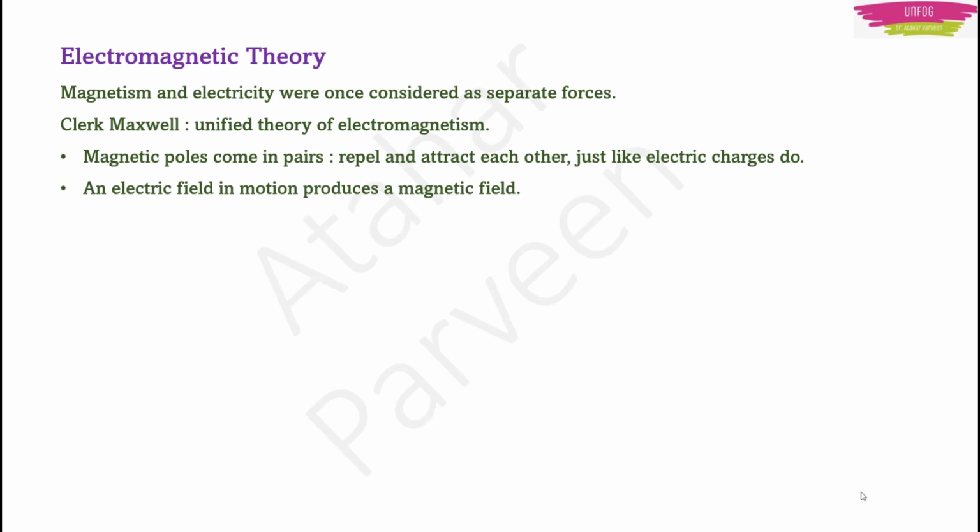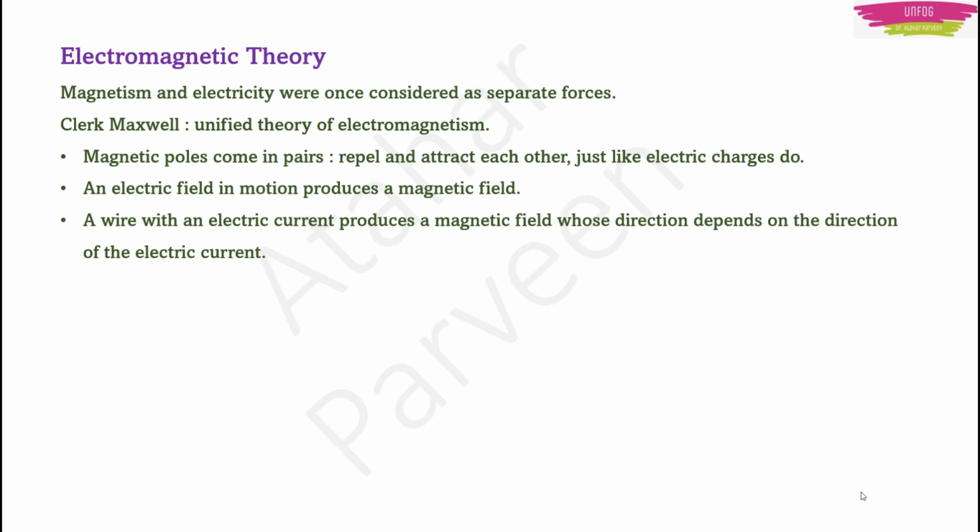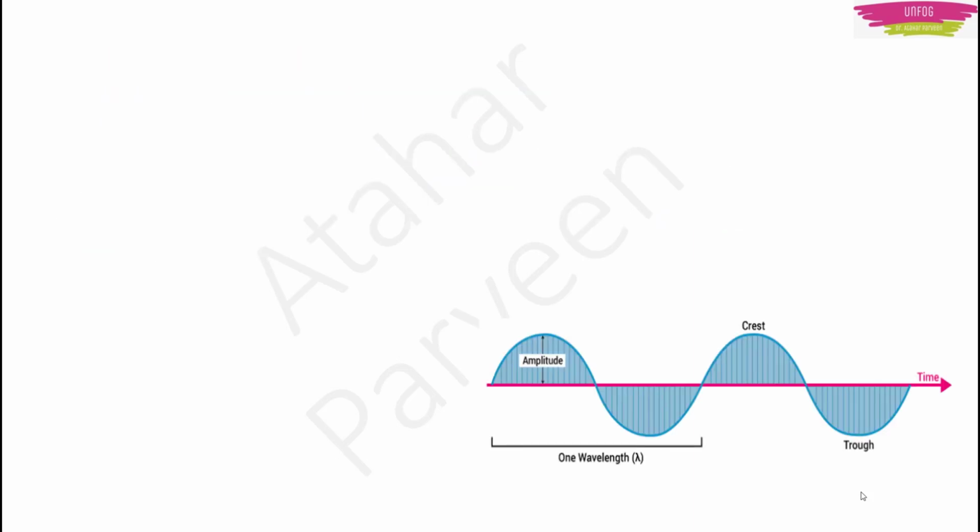They can repel and attract each other just like the electric charges. He also told that an electric field, if it is moving, can produce a magnetic field. For example, you take a wire with an electric current, it will produce a magnetic field, but the direction depends on the direction of the electric current. Okay, the magnetic field and electric current will be perpendicular to each other. Now consider this wave with amplitude, wavelength, we all talked about it, right? Crest and trough, and the x-axis which we were talking about, let us put it as time. Now we can talk about the properties of electromagnetic radiation.